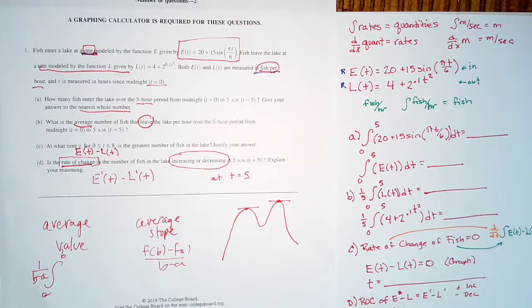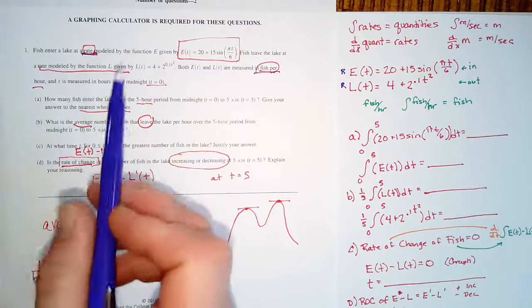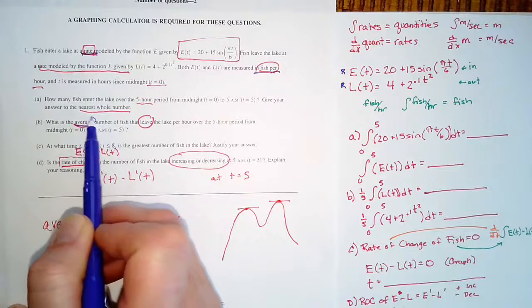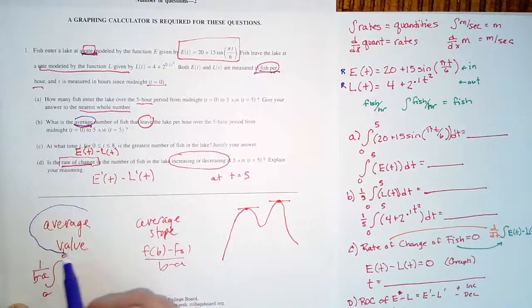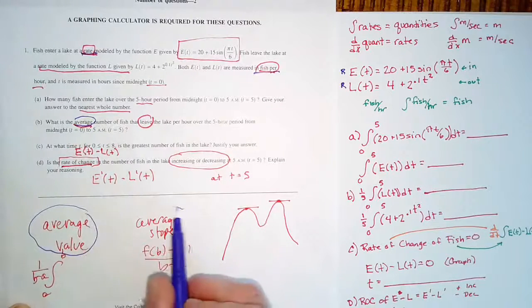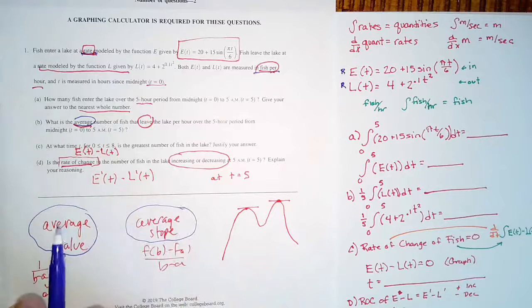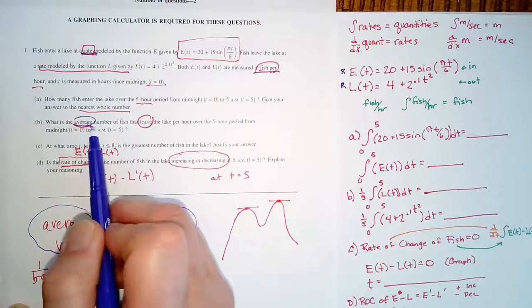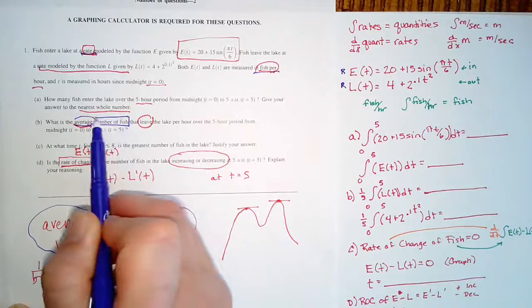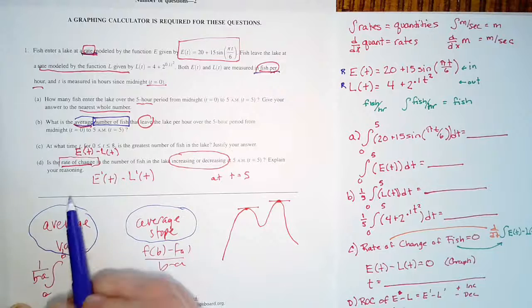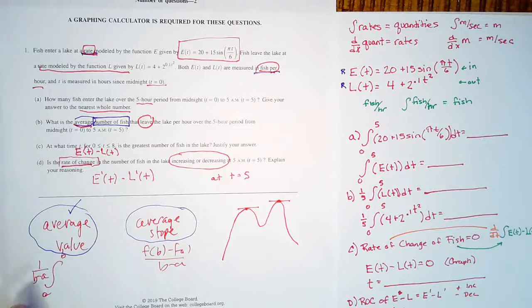Question B says, what is the average? Oh, and as soon as I see average, I know it's going to be one of two things. It's going to be the average value of a function or average slope. So what I'm going to look for is what are they asking me for? What is the average number of fish? They want the total number of fish. They don't want a rate. They want an average value. And the average value is going to be the integral of a function from its start to its finish divided by how much distance was covered.